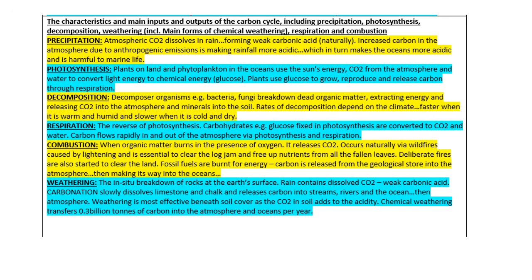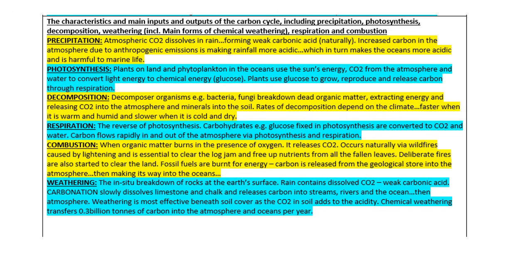Then we've got photosynthesis. So the plants on the land, and remember the phytoplankton in the oceans, use the sun's energy, carbon dioxide from the atmosphere and water, to convert light energy to chemical energy. And they use that to grow, reproduce and release carbon back through respiration.